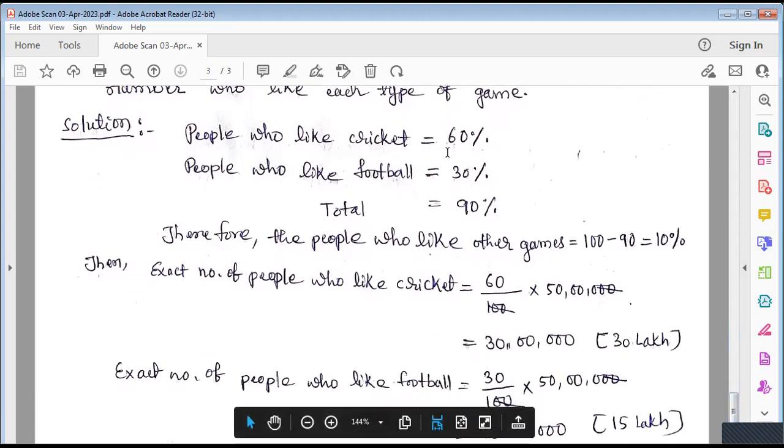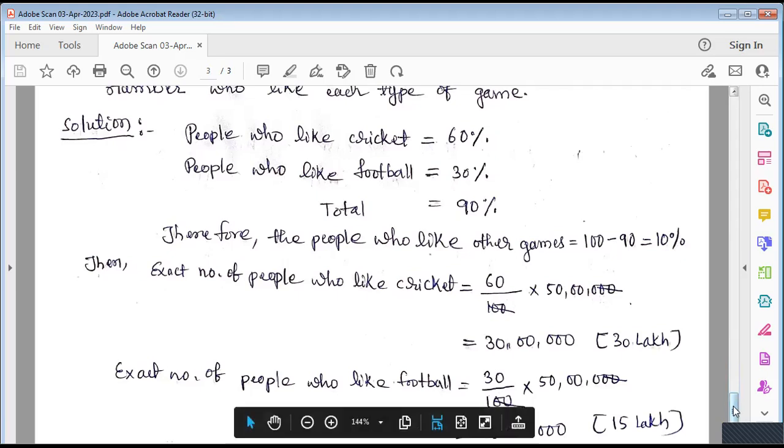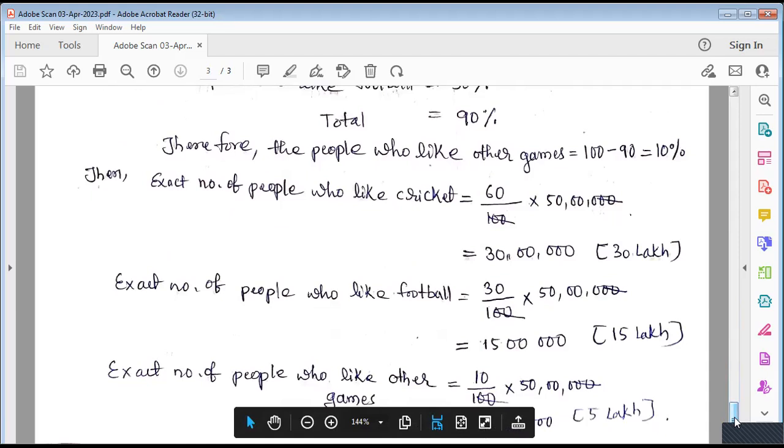People who like cricket are 60%. People who like football are 30%. So together it is 90%. Therefore, the people who like the other games will be obtained by 100 minus 90, because the total is 100%. So 100 minus 90 gives 10%. That means only 10% of the people of this city like some other games.